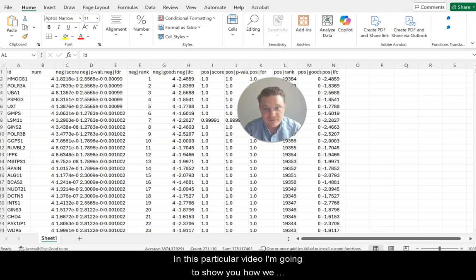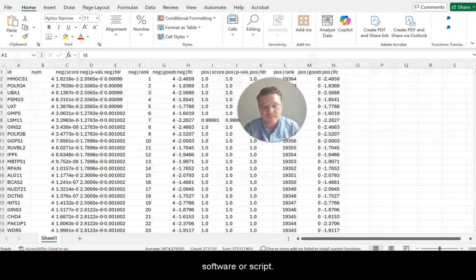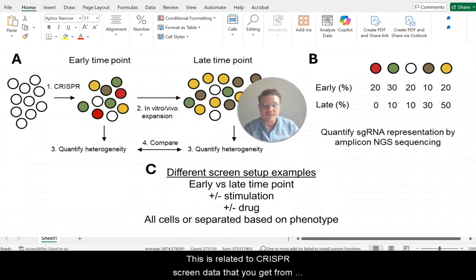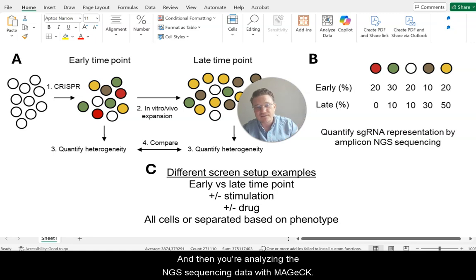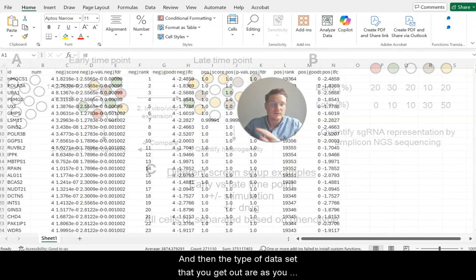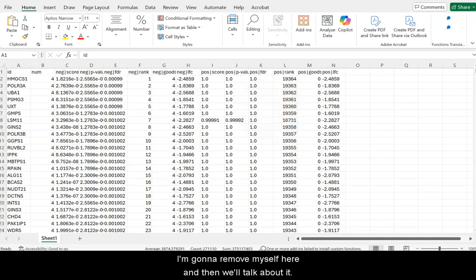In this particular video I'm going to show you how we process data files that you get from the MAGeCK software or script. Of course this is related to CRISPR screen data, so you sequenced your cells where you performed your screen, and then you're analyzing the NGS data with MAGeCK, and the type of data set that you get out is as you see here on the screen. I'm going to remove myself here and then we'll talk about it.